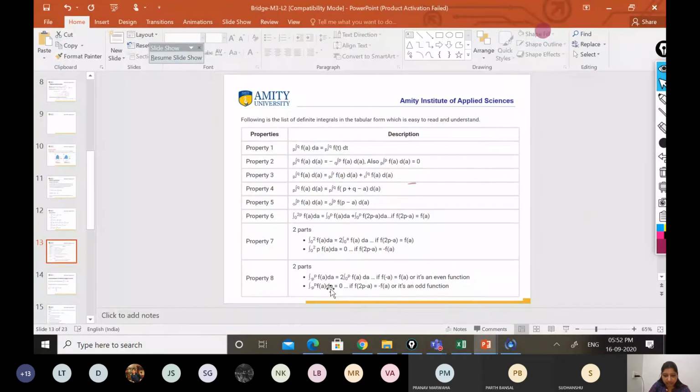So the next property is the integral from minus a to a of f(x) dx, which is equal to 2 times the integral from 0 to a of f(x) dx if f(minus x) is equal to f(x). That means if the function is an even function. And it is 0 if it is an odd function. Okay, so we will use these properties when we solve the questions.